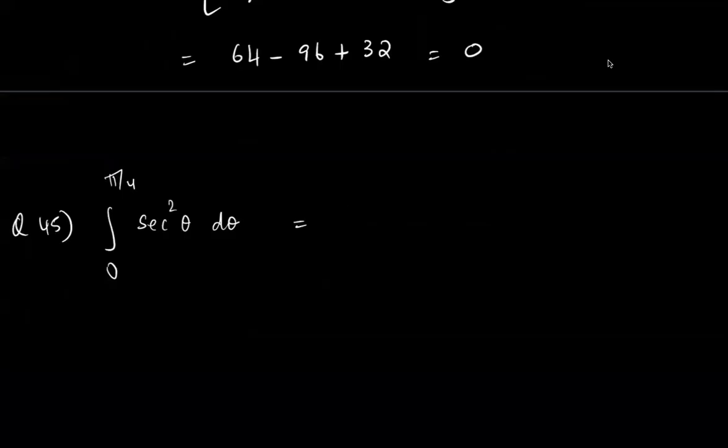The antiderivative of secant squared is tan theta between 0 and pi over 4. Tan pi over 4 is 1, tan 0 is 0. So the answer is 1.